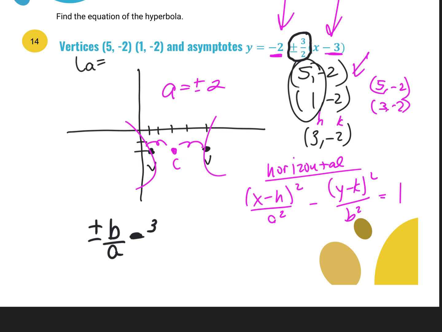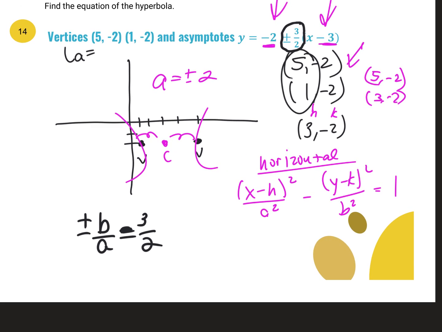Okay, 3. How do I know for sure the B is 3? Because we already know what the A is. Does that make sense? We remember the last example, we had C, so we didn't know what A and B were, but if you know one of them, then this makes your life really easy. So if A is plus minus 2, B is plus or minus 3. Can you write your equation now?